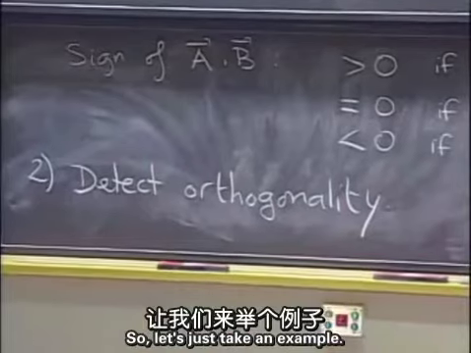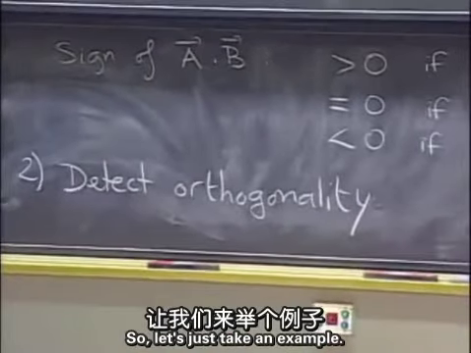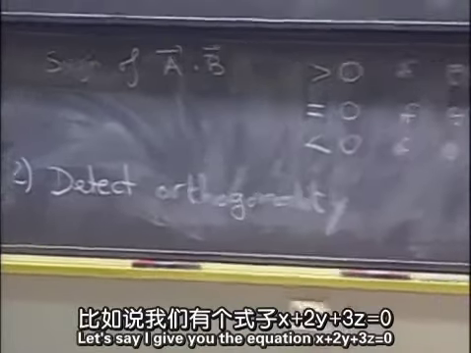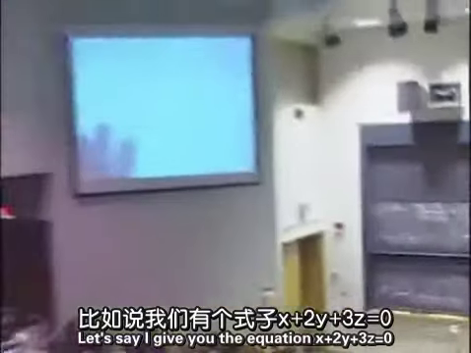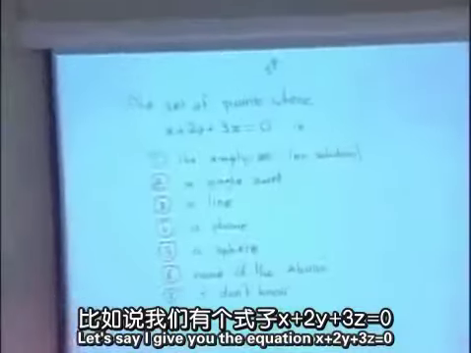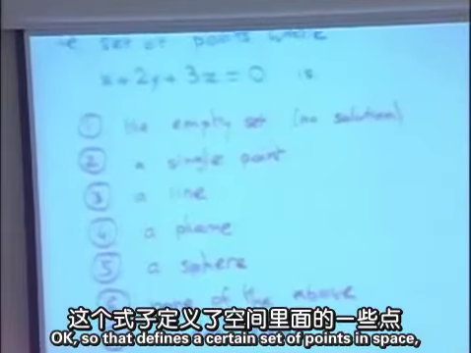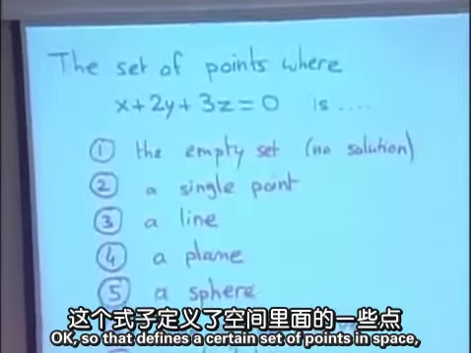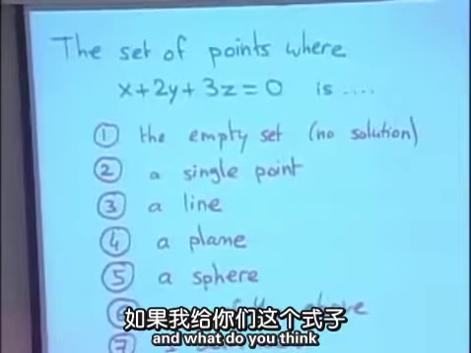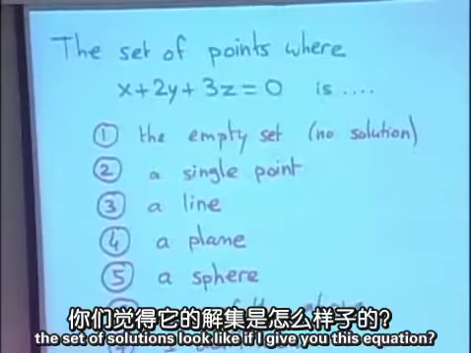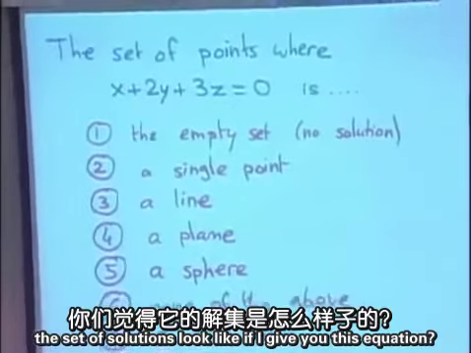So let's just take an example. Let's say I give you the equation x plus 2y plus 3z equals 0. That defines a certain set of points in space. And what do you think the set of solutions looks like if I give you this equation?